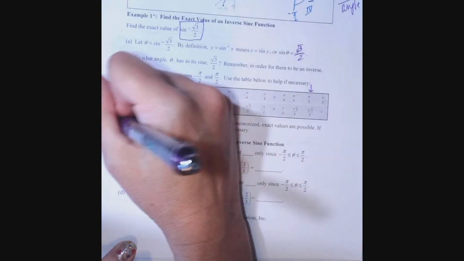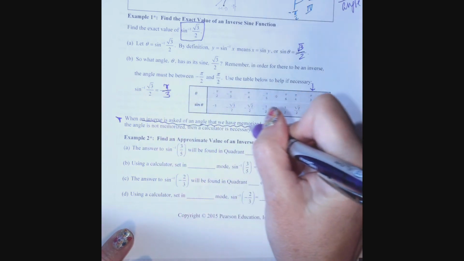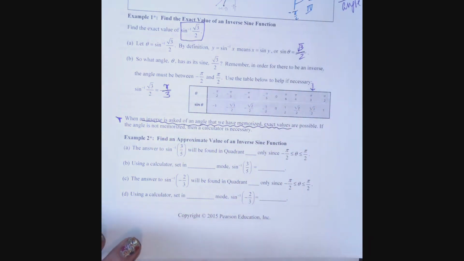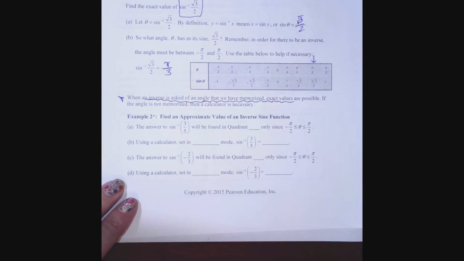Okay. Gives you a note. When an inverse is asked of an angle that we've memorized, we want that exact value. If it's not one of our special angles, we have to use our calculator and we would have to give an approximation. We couldn't give an exact value. So let's go to the second example.